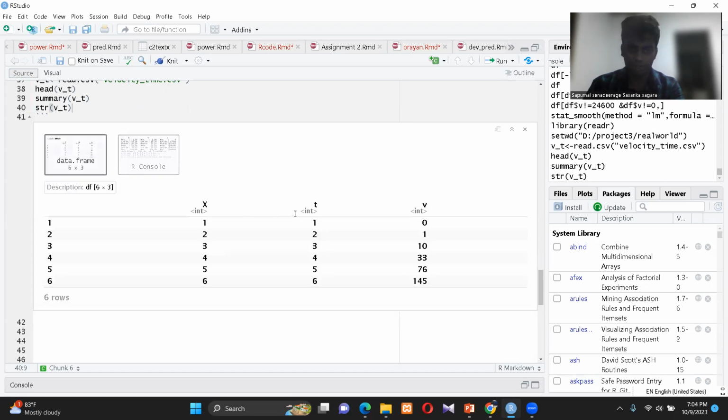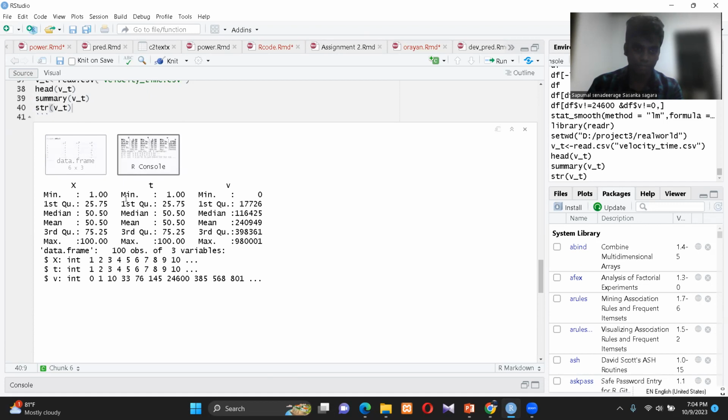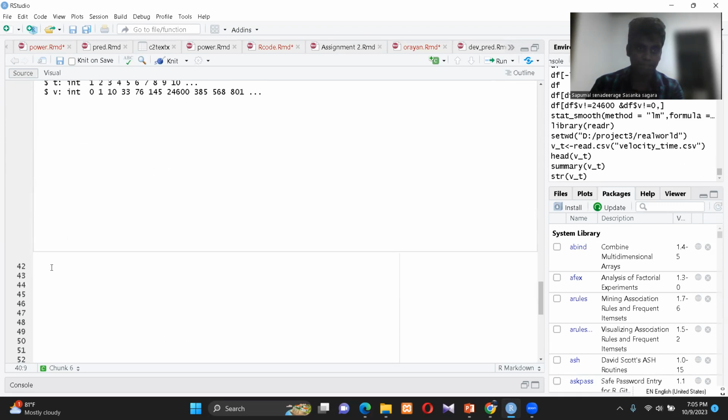Okay. So this is the head of the data frame. X is surely just the row number, right? It is not needed for the analysis. T stands for the time and V stands for the velocity. These two fields are considered in this analysis, right? So the simple summary is executed. These are the means, and the data structure shows all these are integers, right? Okay, let's go forward.